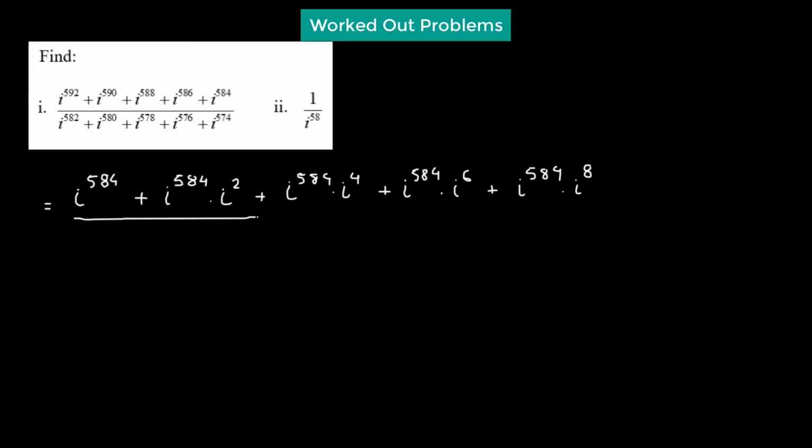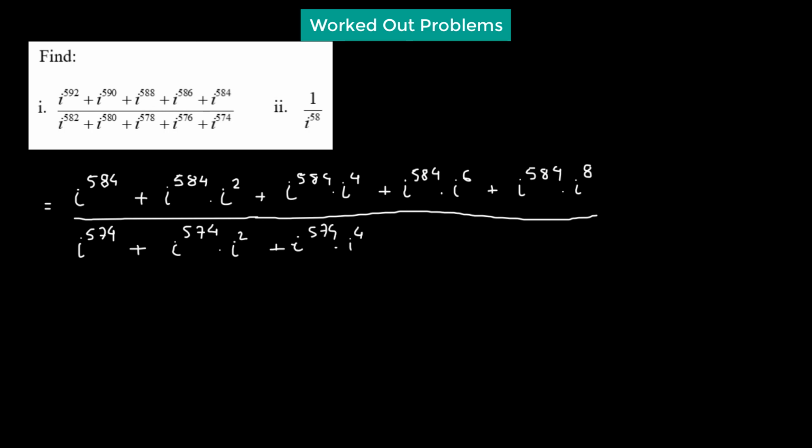Then we do the same thing with the denominator. So we look for the power of i which is smallest. So we have i raised to the power of 574. Then for the second term, we have i raised to the power of 576, which can be written as i raised to the power of 574 times i squared, plus i raised to the power of 574 times i raised to the power of 4 will give us i raised to the power of 578. So continuing with the rest of the terms, we have 574 times i raised to the power of 6 plus i raised to the power of 574 times i raised to the power of 8.